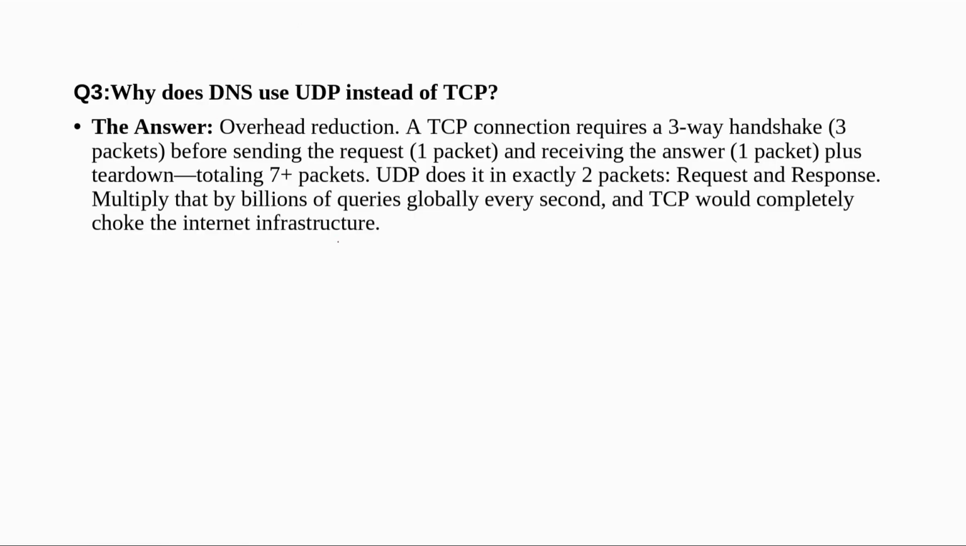In TCP, a total of 7 packets is needed to establish the connection, whereas in UDP the whole thing happens with exactly 2 packets, and it needs to happen in a millisecond. So that's why DNS prefers UDP instead of TCP.